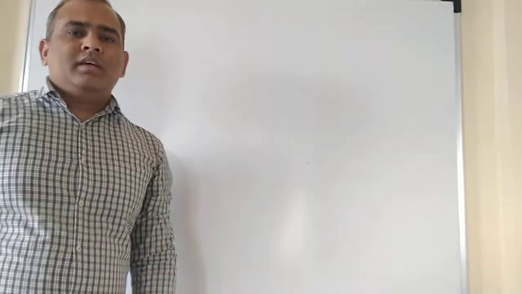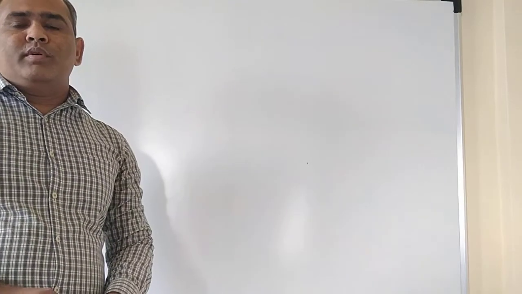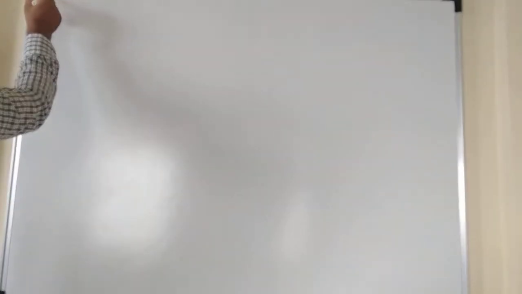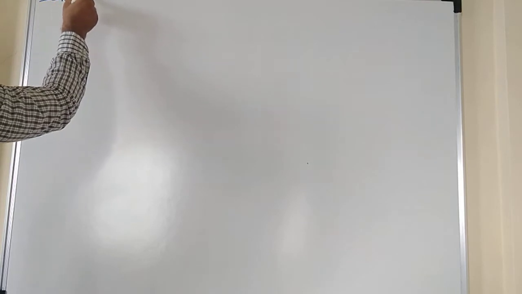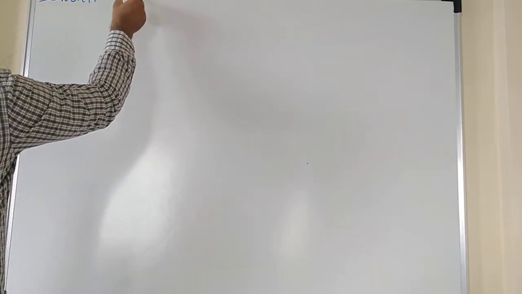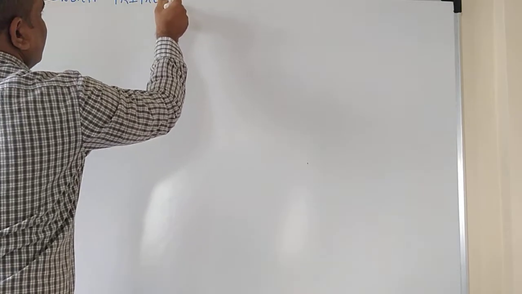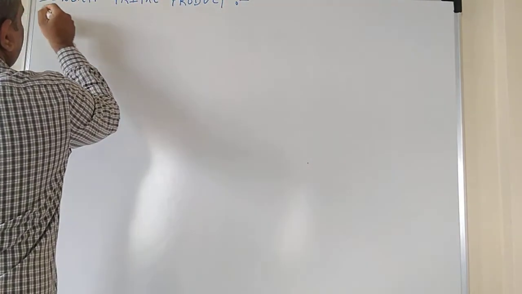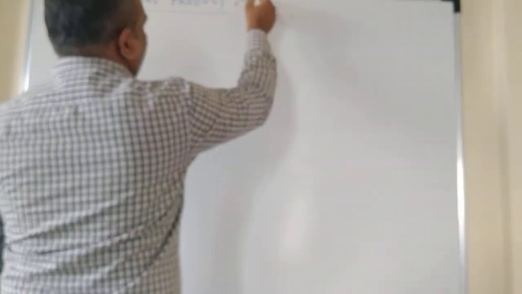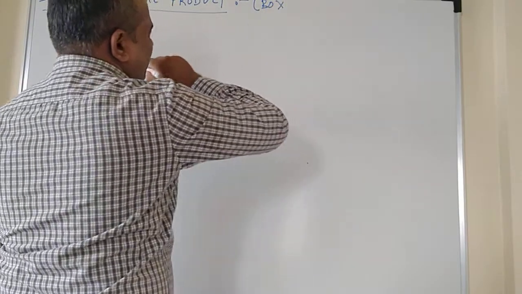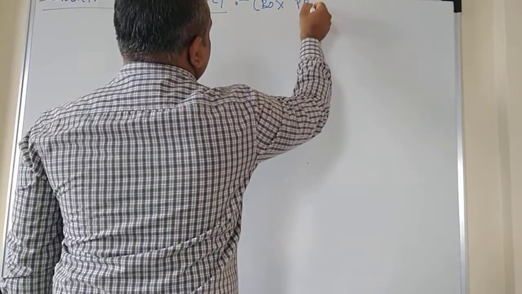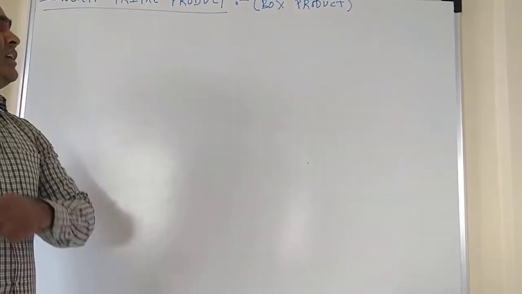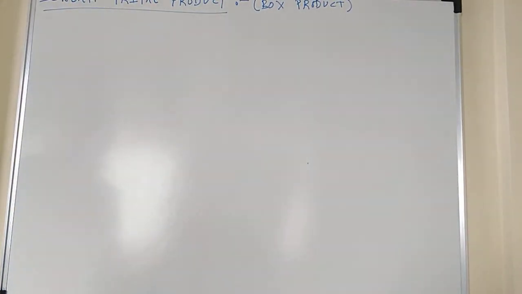Hey, good morning, students. Let us today start the next topic of this chapter, and the next topic is scalar triple product. Scalar triple product. This scalar triple product is also called a box product. So let me write in a bracket, box product. Now, what is this scalar triple product of vectors, or a box product?